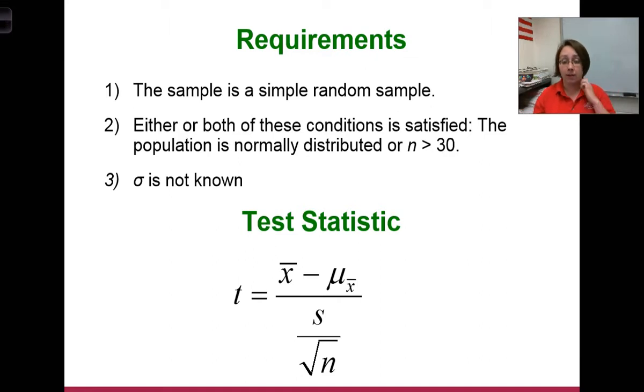Just like in chapter 7, you're going to deal with t. This formula, I don't think it was in chapter 7. I believe this is new, but it's very similar to the z formula. The only change is that instead of sigma, we're going to use s, because sigma is not known. The backup for sigma would be your sample standard deviation, or s. So this is the formula you'll use as long as sigma is not known.